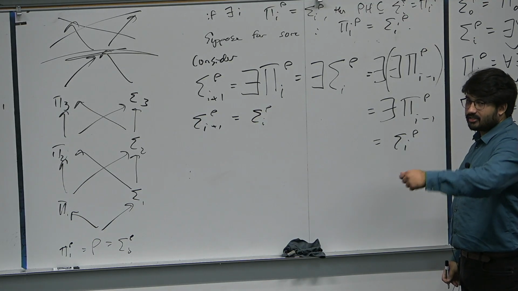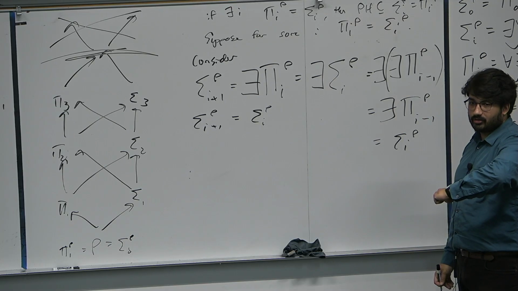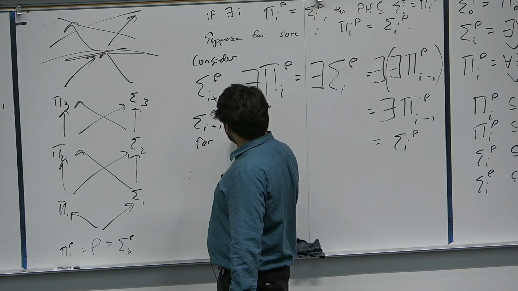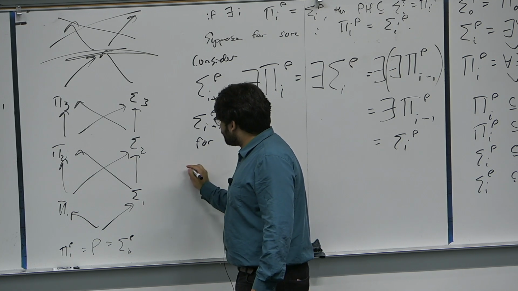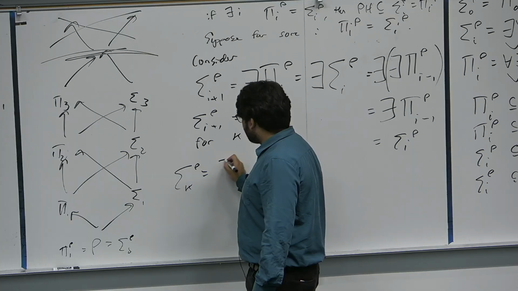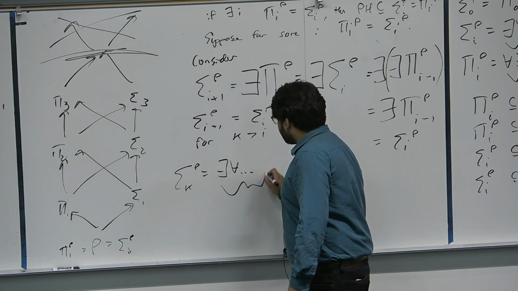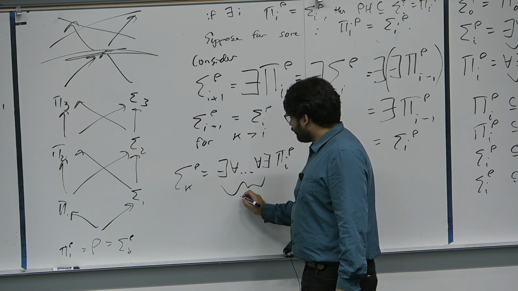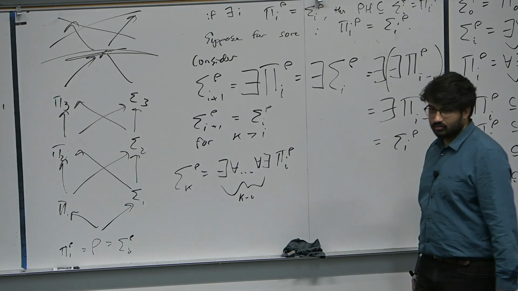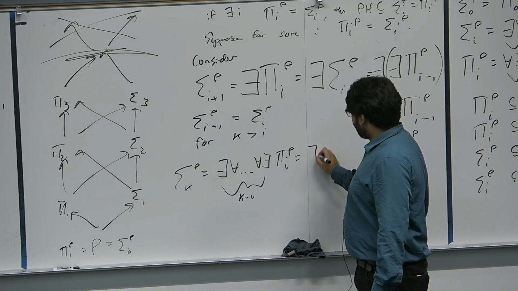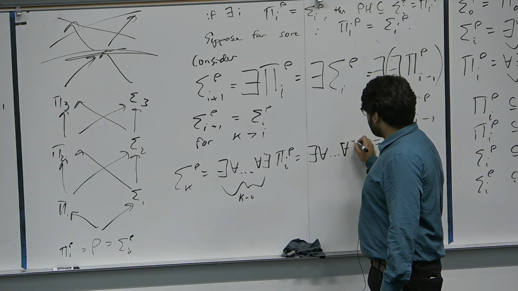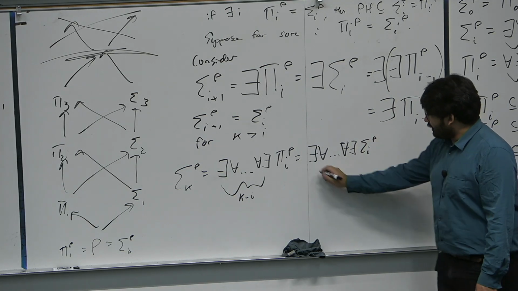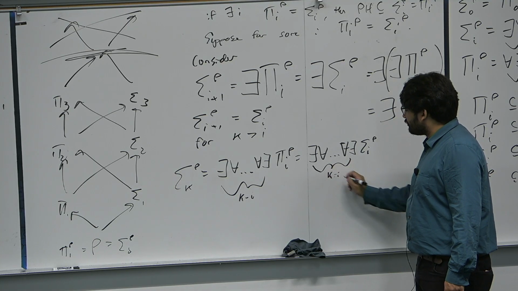So the next level is not on top of it, it actually just falls down to that level. What about any other level? What about for k exceeding i, we have sigma k is equal to exists for all, call that, for all exists pi i p, call this k minus i. This is just then exists for all exists sigma i p. And again, here we have k minus i quantifiers.